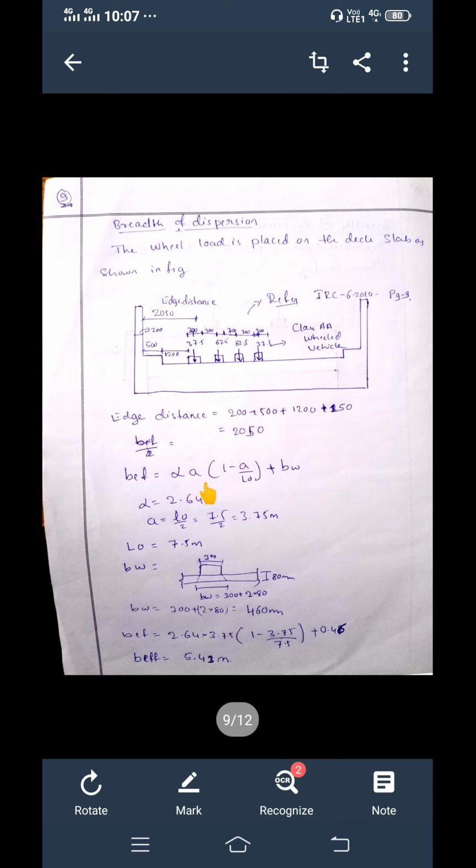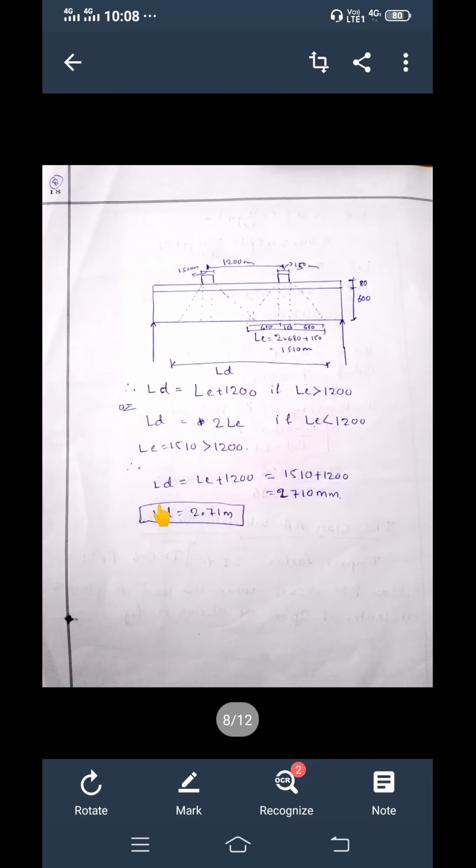Now we are going to find the breadth of dispersion. That is, breadth of dispersion BEF is equal to alpha into a times (1 minus a by L naught) plus bw. We explained this in the previous lecture. Alpha is the coefficient, based on the b by L naught ratio.